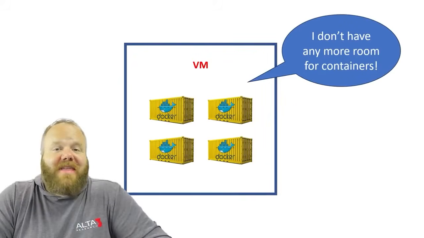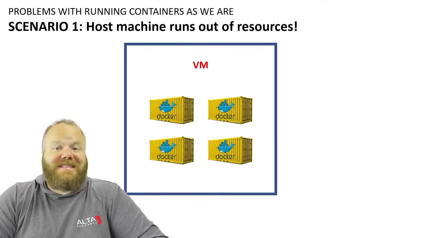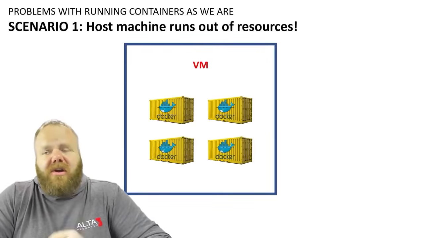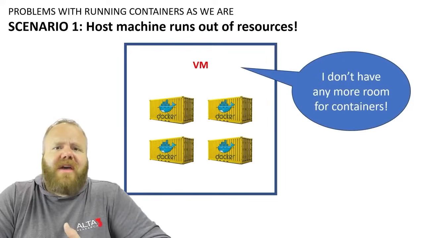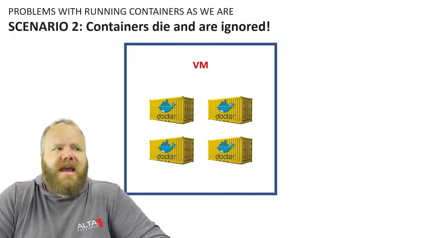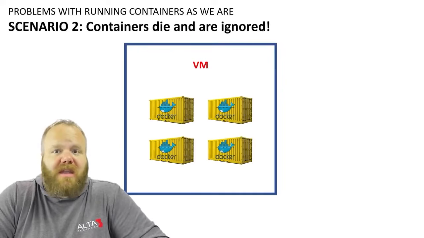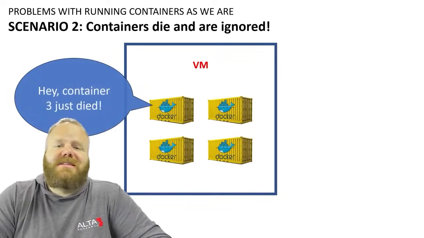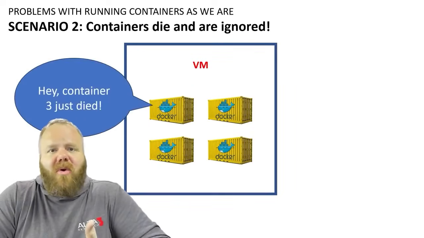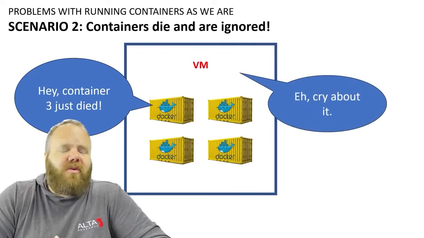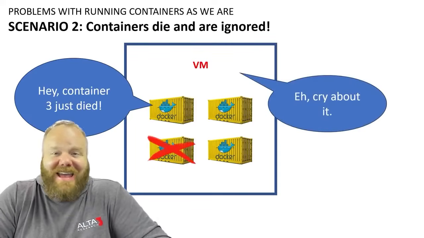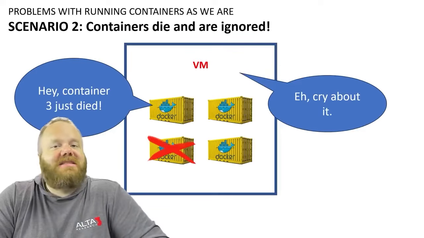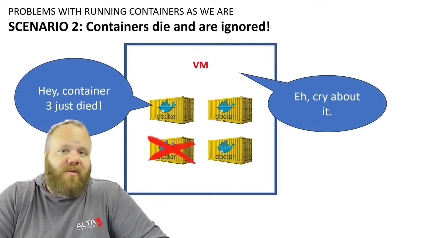Well, let's talk about how that could lead to a couple of different disaster scenarios. Scenario number one, your host machine runs out of resources. You don't have any more room for containers. And as a result, containers may not be able to expand. Issue number two, containers die and they get ignored. There are ways for you to work around this, but you have to work fairly hard. And spoiler alert, this is something that Kubernetes can handle for us.